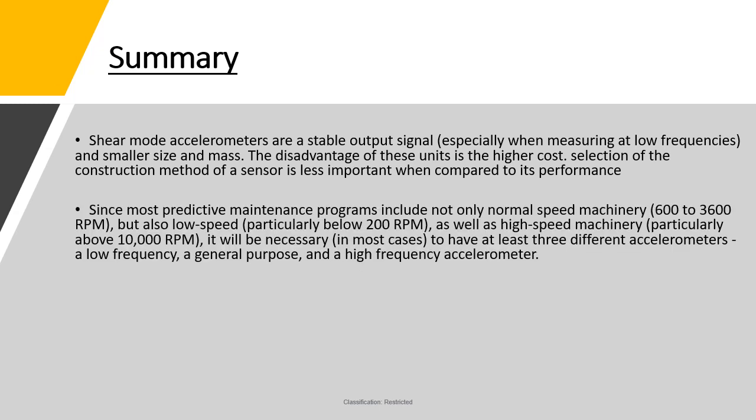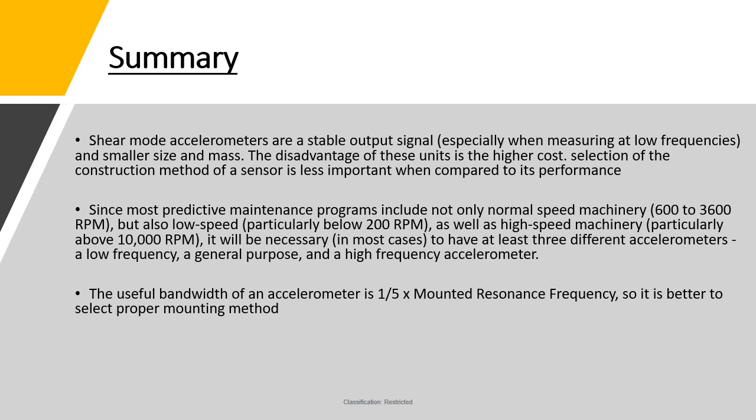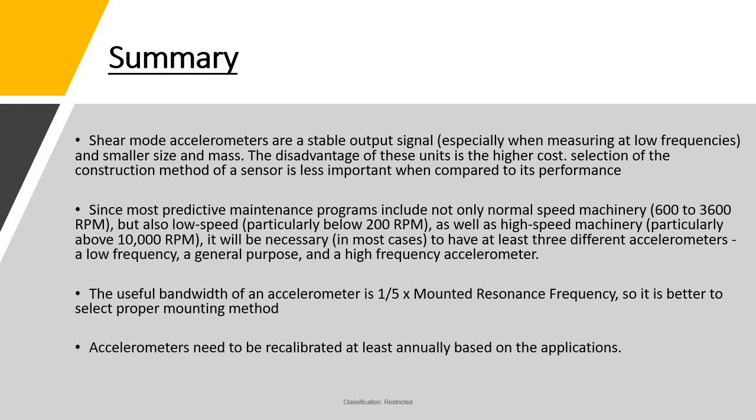As we know, most predictive programs include not only normal speed machinery but also low speed machinery, particularly less than 200 rpm, as well as very high speed machinery like compressors, which run at more than 10,000 rpm. So it is always necessary to have three different accelerometers handy: a low frequency accelerometer, a general purpose accelerometer, and a high frequency accelerometer. We know the useful bandwidth of an accelerometer is one fifth of its mounting resonance frequency, so it is better to select a proper mounting method in order to get good frequency accuracy and better diagnostics. Finally, accelerometers need to be recalibrated at least annually based on the application.